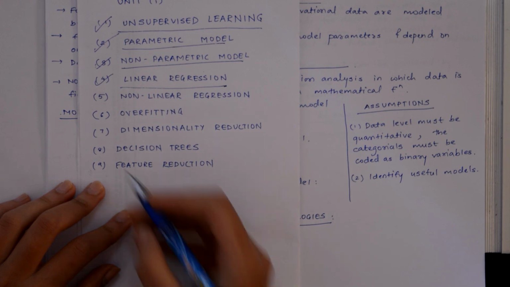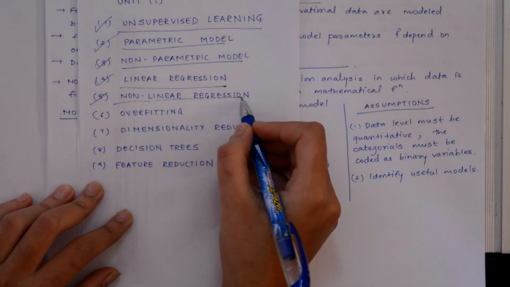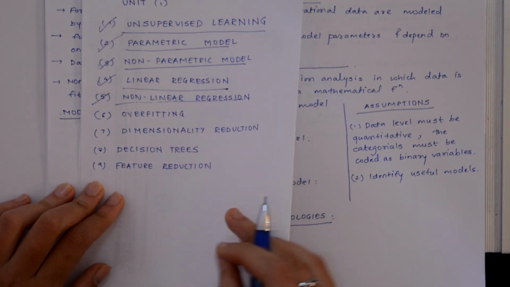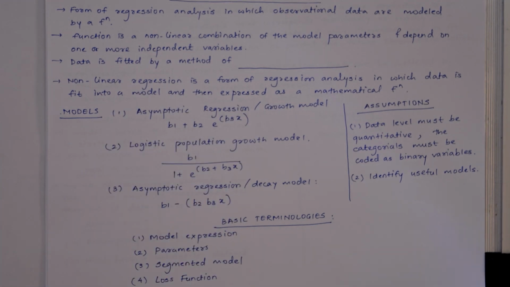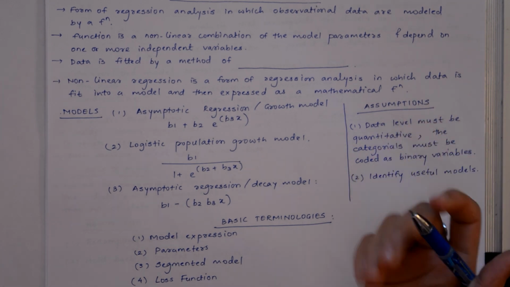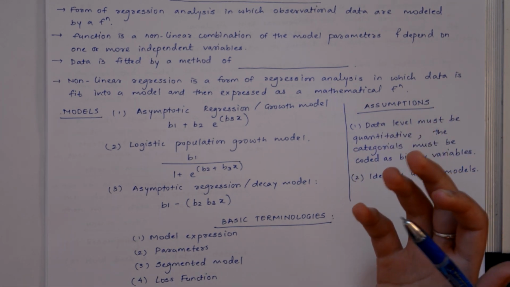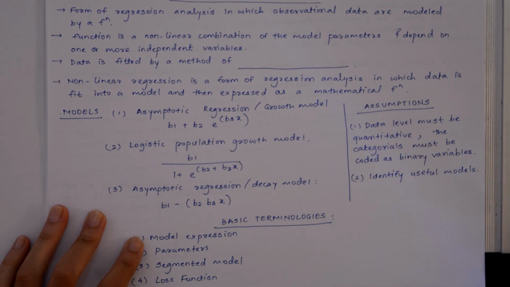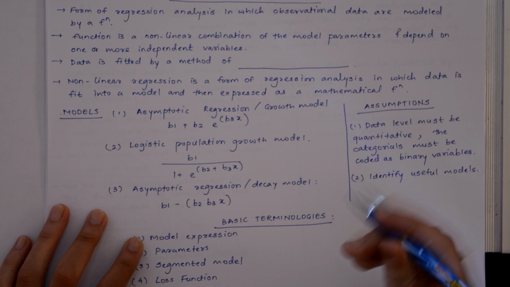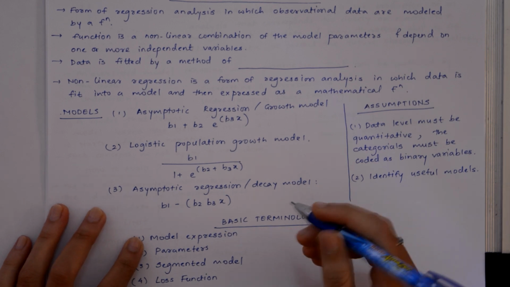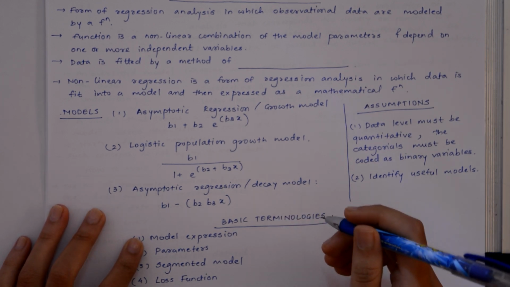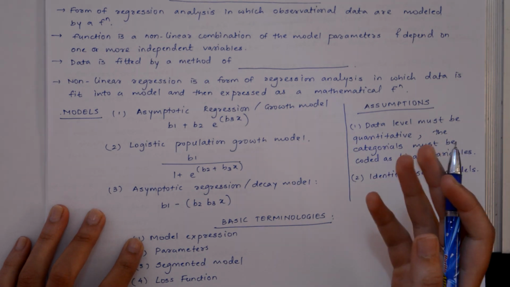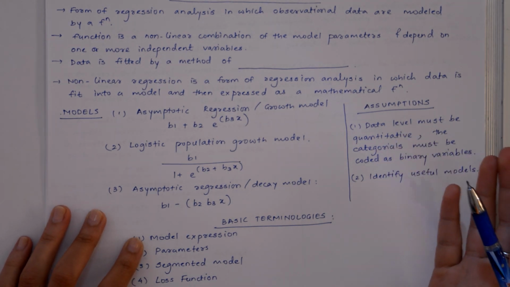Today we will be learning about nonlinear regression. This is the fifth part of the series. Let's get ahead. So what is nonlinear regression? We can say that nonlinear regression is a form of regression analysis in which observed data are modeled by a function. Now this function is a nonlinear combination of the model parameters.